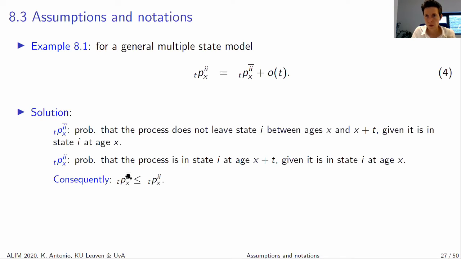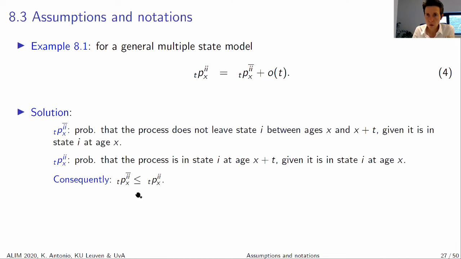What does that imply? This implies that the sojourn probability has to be smaller than or equal to the more general transition probability, tp_x^{ii}. Why? Because of course, the event in which you stay in state i is included also in the expression on the right-hand side here, the tp_x^{ii}. But this probability also captures alternative situations, events, where you left state i and just went back before time t. So this ordering must be satisfied.